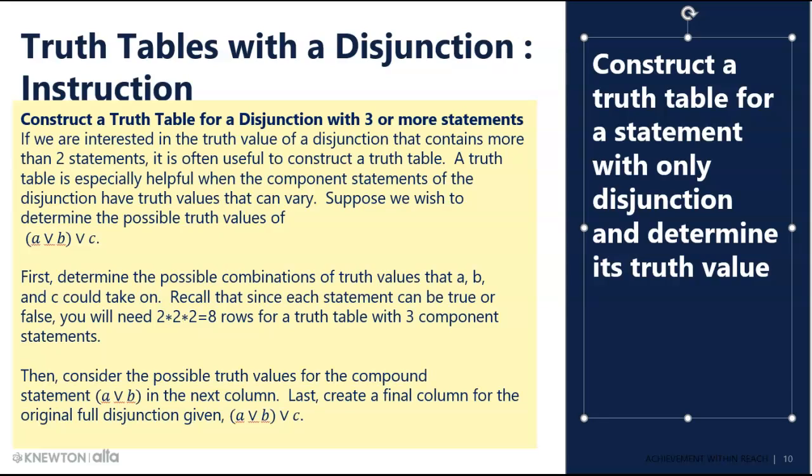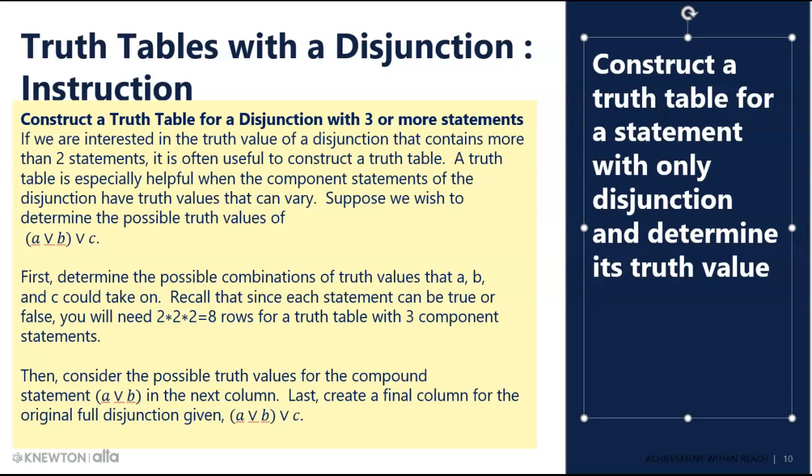3 statements will require 8 rows in our truth tables, which we'll show you in a minute. And if you went to 4 statements, you'd have to have 16 rows. Every time you add 1 to the number of statements you're dealing with, you double the number of rows your truth table requires, or the number of possible combinations of inputs there could be. So we're going to work with 3 statements here.